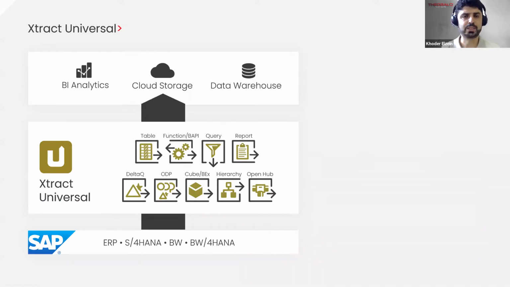So here we see the architecture of Extract Universal. So again, what is Extract Universal? Extract Universal is an SAP data integration platform. The focus is to extract mass data from the SAP systems and to bring it to different environments for BI, for analytics, data warehousing, data for building a data lake, and so far. Here at the bottom, you would have the connectivity to your SAP system.